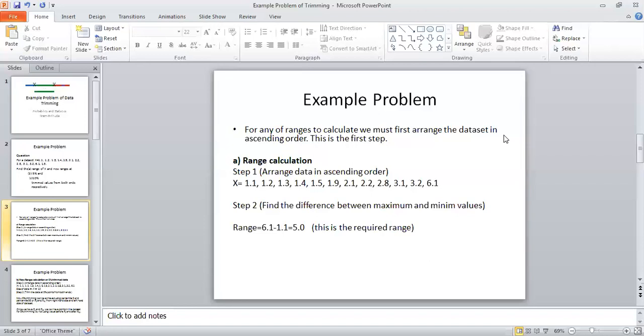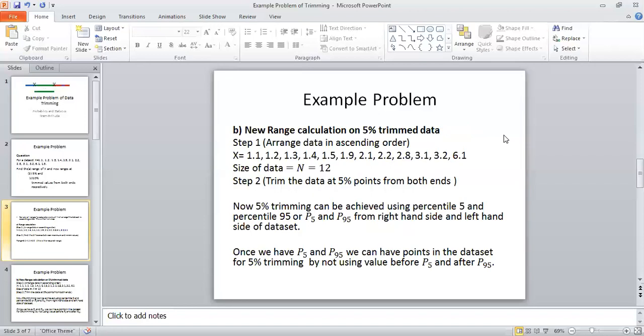So the max value is 6.1 and the min or the minimum value is 1.1. Max means maximum. Okay, so 6.1 minus 1.1 gives 5.0. So this is the required range, and this is the answer for part A.